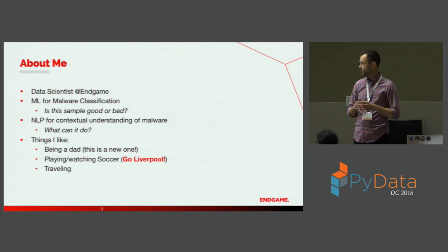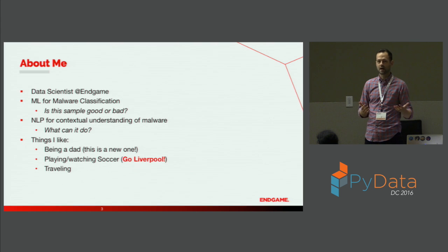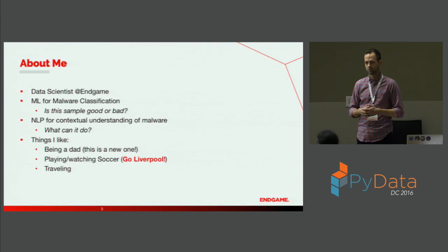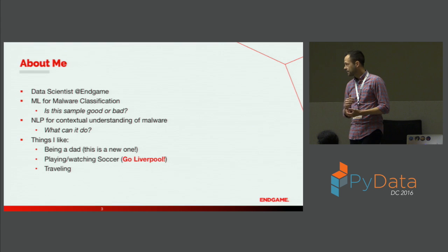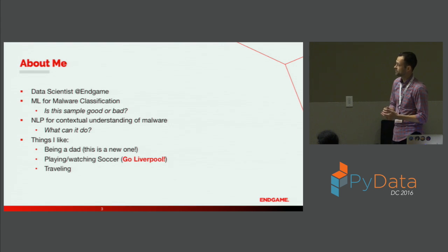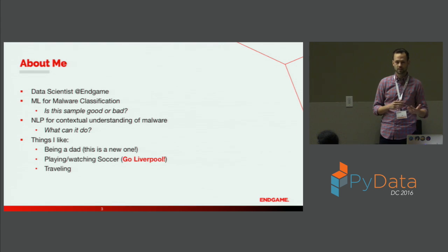Very simple in theory, just supervised learning, good or bad, when a piece of software comes in. We pull apart some features about the structure of the binary, strings, entropy, encryption, and then produce a goodness or badness score. The other thing I'm currently focused on is providing contextual understanding.